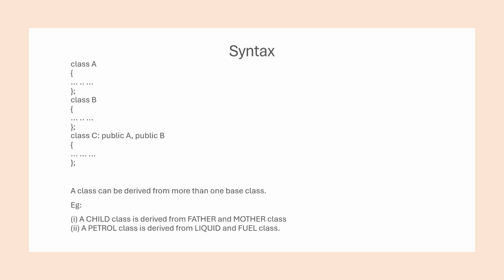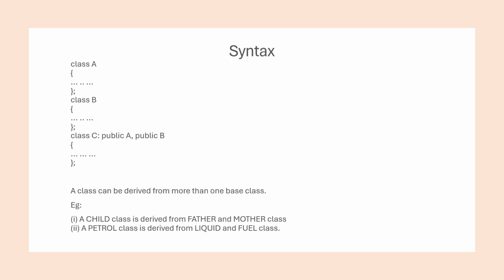Here class A and class B are two base classes and class C is a derived class. We call both base classes by writing public A, comma, public B. This is the syntax of multiple inheritance.